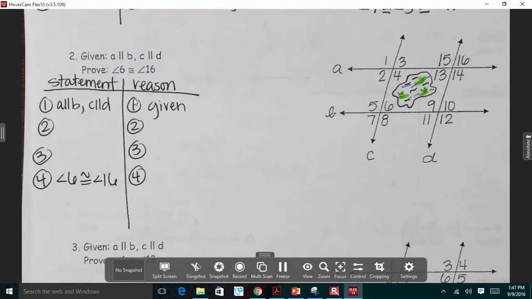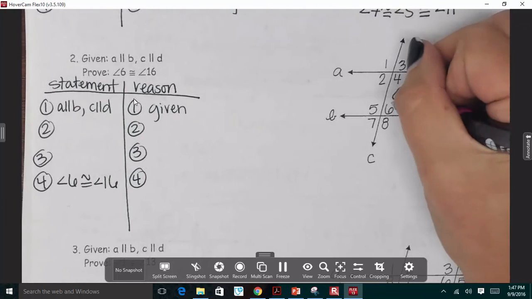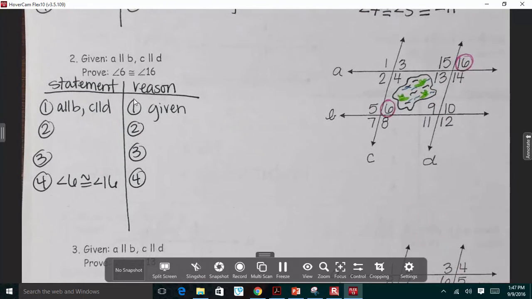Okay. So the two angles that we're trying to find a relationship to is 6 and 16. So I'm going to go up here and circle 6 and 16. So I'm either starting with 6 or 16. I can't use some random angles. It tells me I need to start with 6 or 16. So raise your hand. Who wants to tell me their path? Layla?